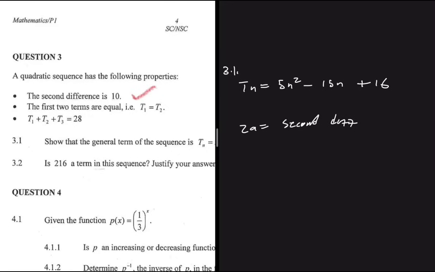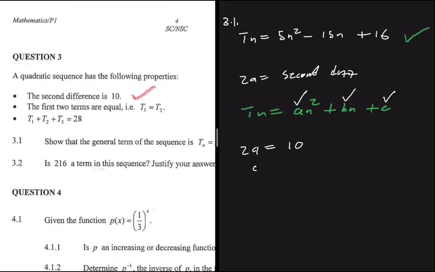Under normal circumstances, a quadratic sequence has the following format: Tn is equal to an squared plus bn plus c. So essentially what we're trying to do is find the value of a, the value of b, and the value of c. If we do that, then we are supposed to have 5n squared minus 15n plus 16, right? We have said that 2a is equal to the second difference. How much is the second difference? That is 10, so it should be easy to see here that a is equal to 5.